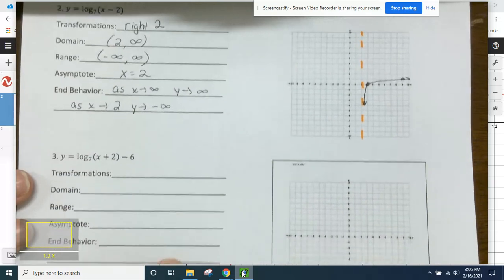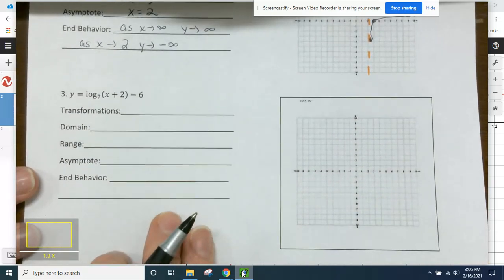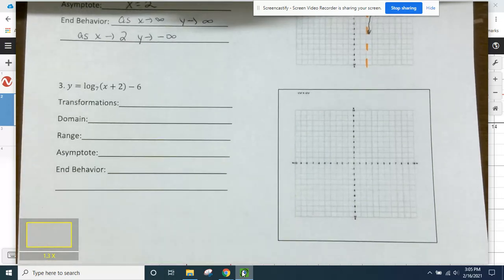I would like for you to pause the video and work number 3, and then come back and I'll work it and we'll see how you did.